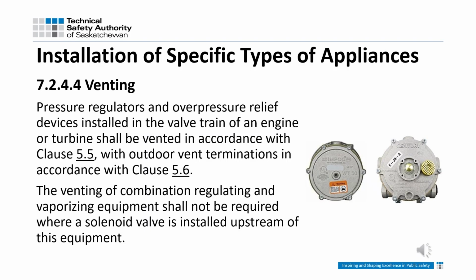7.2.4.4 venting. This clause has been changed from the 2020 code and simplified. If you have a pressure regulator or overpressure relief device installed in the valve train of an engine or turbine, it shall be vented in accordance with clause 5.5, with an outdoor vent termination in accordance with 5.6. The venting of combination regulating and vaporizing equipment shall not be required where a solenoid valve is installed upstream of the equipment; this has stayed the same.